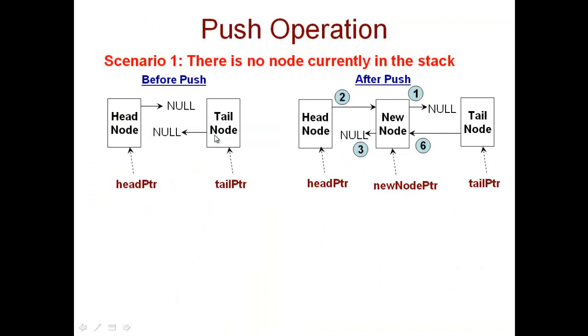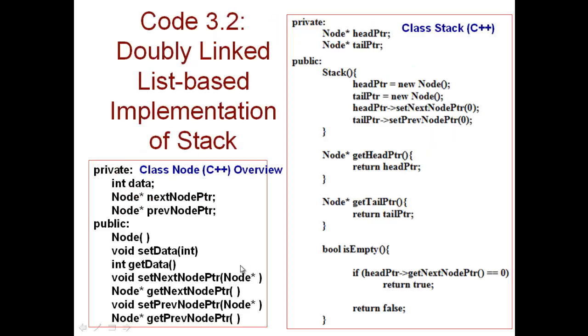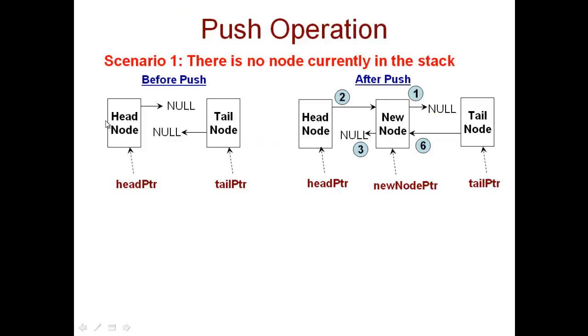Now if the next node pointer for the head node is null, then automatically the previous node pointer for the tail node should also be null. So instead of this, we can say if tail pointer arrow get previous node pointer is null, then you can return true, otherwise return false. So that's another way to implement the isEmpty function for a double linked list based implementation. So either one should be fine. There's no need to check both. If one is true, the other should also be true.